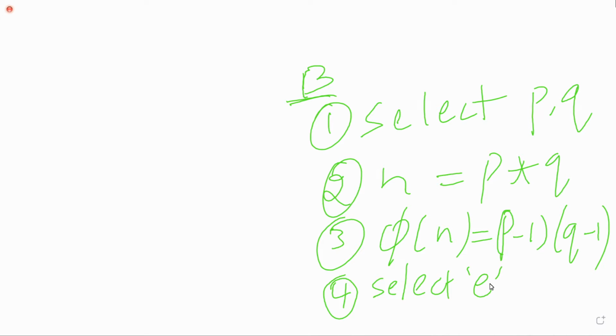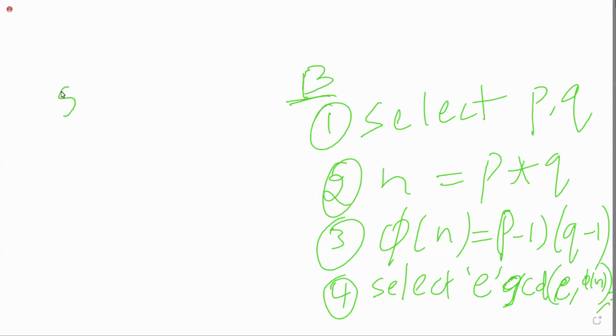Based on what? The receiver should not select a random integer. Whatever integer is selected as the E value has to satisfy the condition that GCD of E comma phi of n should be 1. In such a way, the receiver has to select the E value, that is the public key.